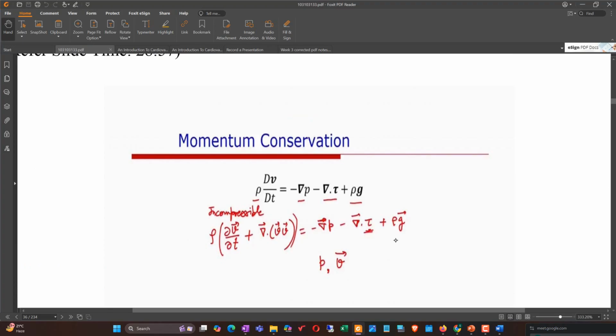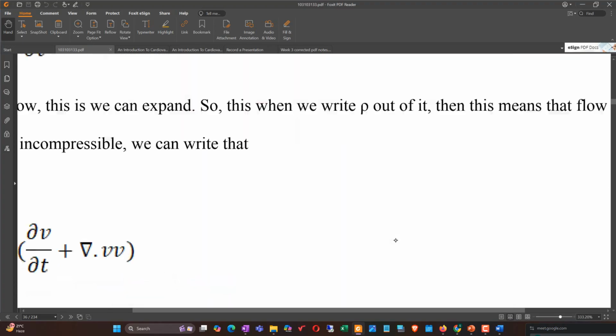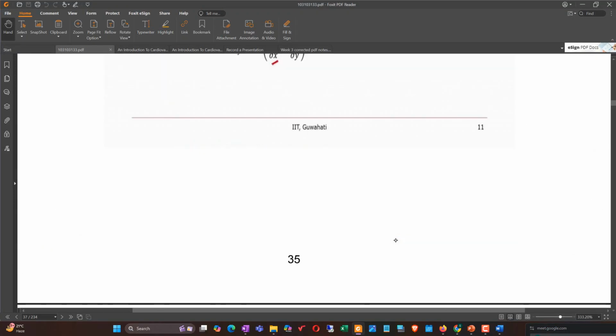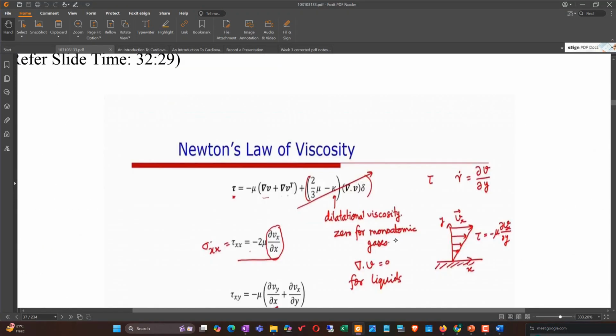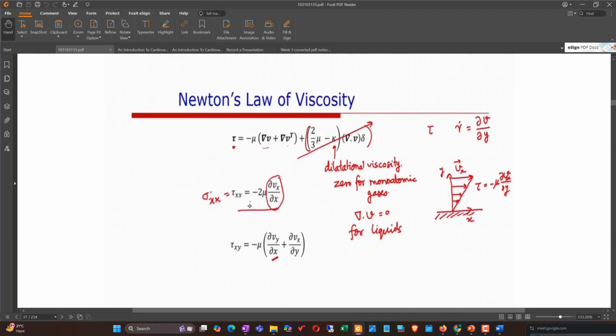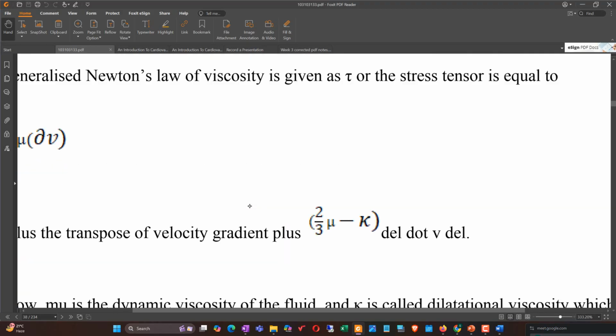This is the momentum conservation, with the flow field velocity and the pressure. Also the constitutive relations, where the dilatational viscosity, K0 for monatomic gases, has been explained.